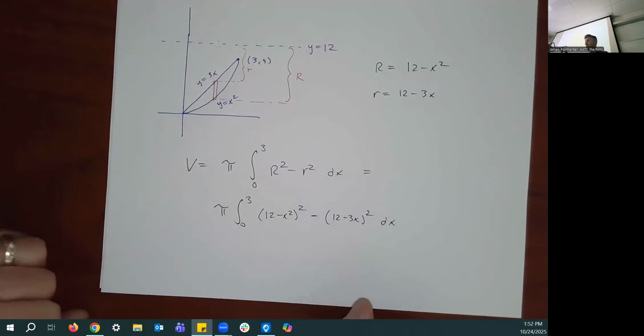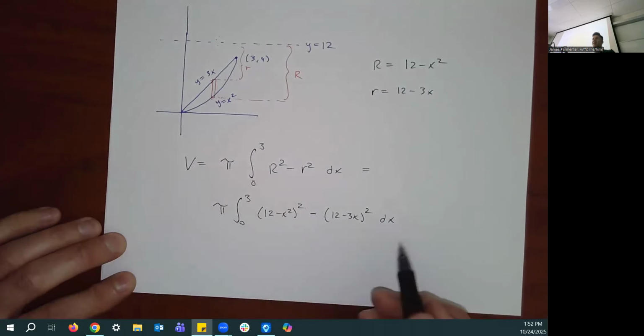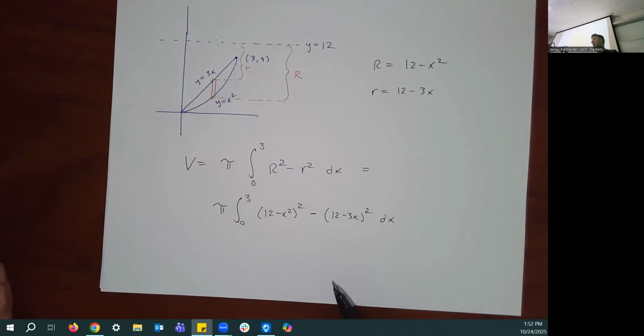And hopefully you can see why someone might ask you just to set this up and not actually calculate it, because multiplying both of these out and then integrating just gets really, really messy. So if you have volume problems where you're rotating around an axis other than the x-axis or the y-axis, it's very likely you'll just be asked to set it up, because the math gets really messy otherwise.